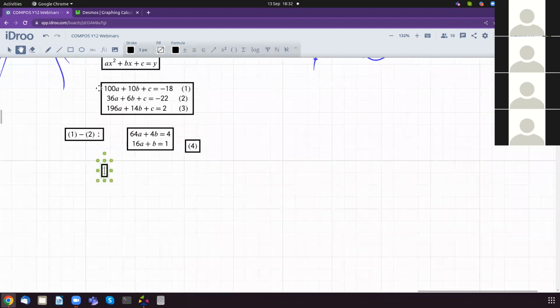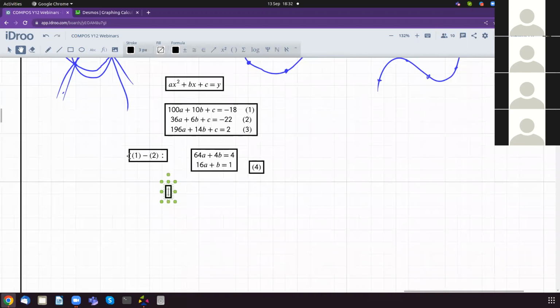And this is a very scientific way of doing it. If you adopt this method, this is what scientists do. Then you take equation 3 and subtract equation 2. So it's 196 minus 36, that's 160a. 14b minus 6b, so that's plus 8b. c minus c is 0. And 2 minus 22 is 24.